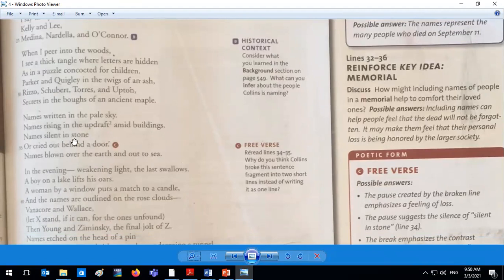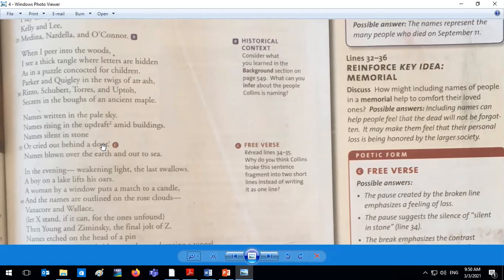All right, and we also see a line break. Lines 34 and 35 are really short, and he decides to do a line break to show the difference in emotion between silent and cried out loud, or cried out. Okay, and also he decides to do that so that he could obligate the audience to have a moment of silence. Named silent in stone.